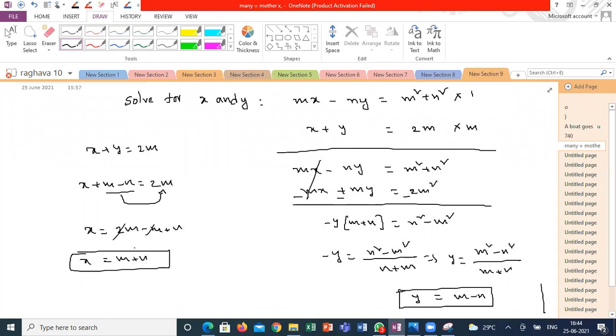Are you clear with the answer, what I have done? Sir, can we solve this by using the substitution method, sir? Absolutely, you can solve. There is no objection. You can take x is equal to 2m minus y, or y is equal to 2m minus x, and substitute in the remaining equation. Absolutely correct. You can even solve using cross multiplication also. But the graphical method is not possible here, because without numbers the graphical method is not so easy.